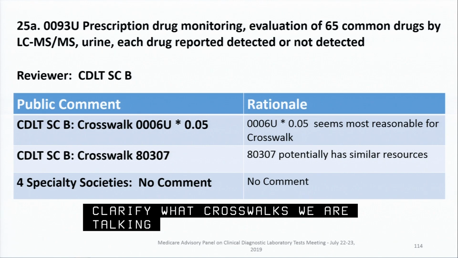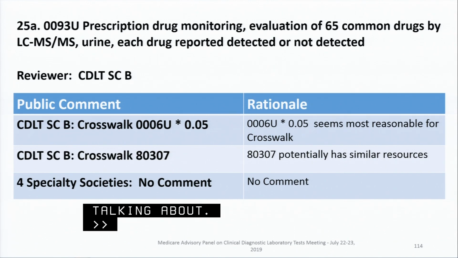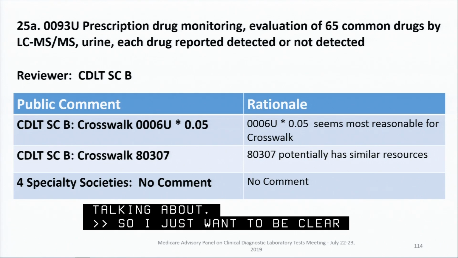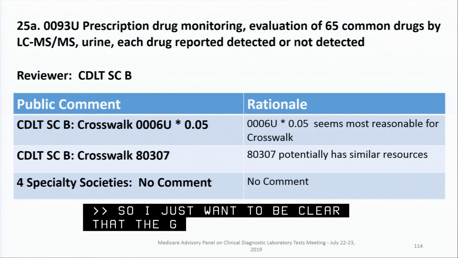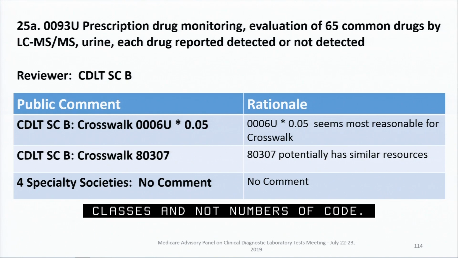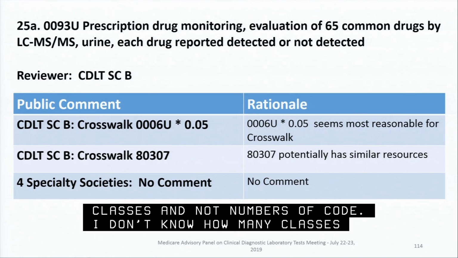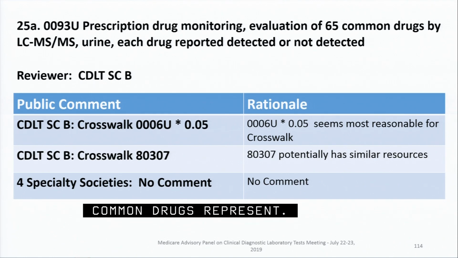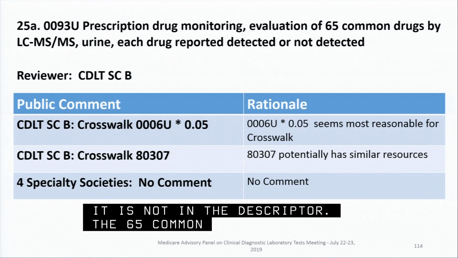So I just want to be clear that the G codes refer to classes and not numbers of drugs. So I don't know how many classes 65 common drugs represents, because it's not in the descriptor. So does 65 common drugs equal 22 or more classes? Dr. Clark?